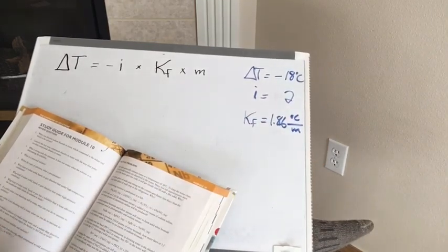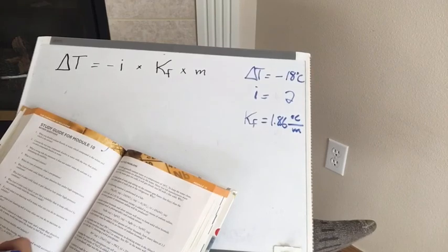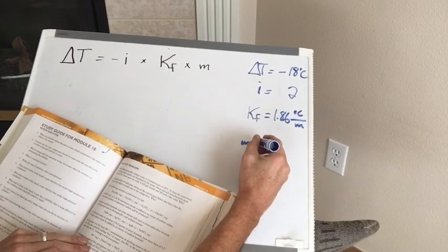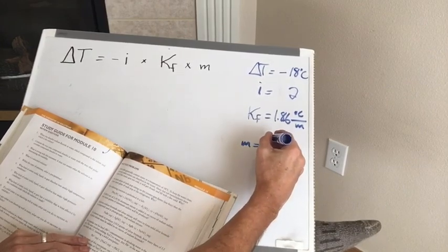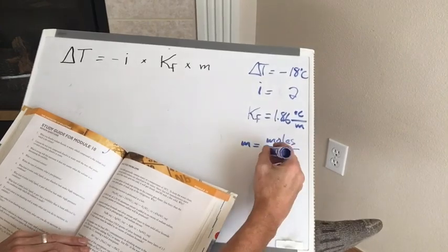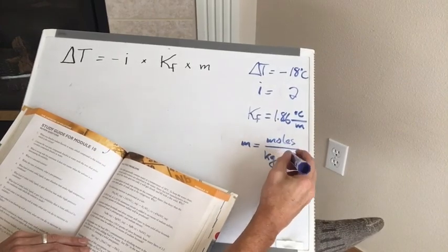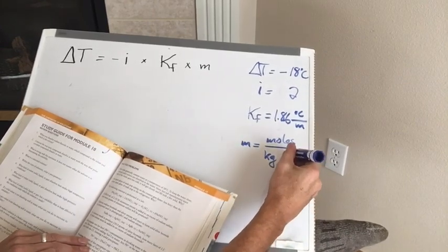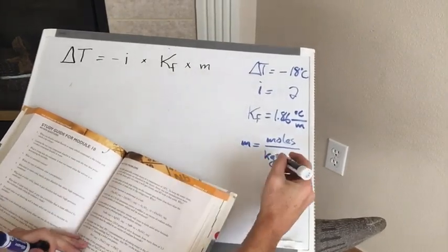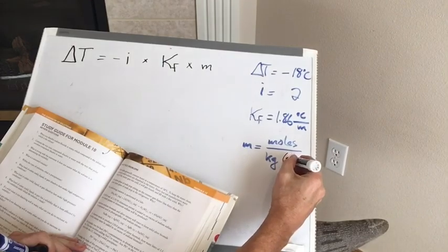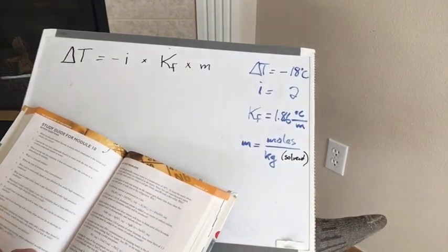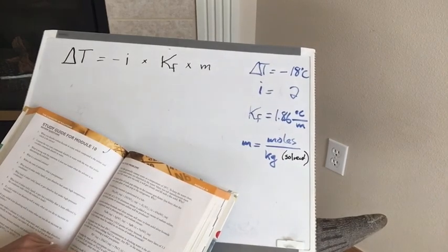Now, you might not be clear on what molality is. Molality equals moles over, not liters anymore, kilograms of solvent. I'm just going to put solvent there because it's not kilograms of solution, it's kilograms of solvent. The moles is still moles of solute. So that's what molality is.